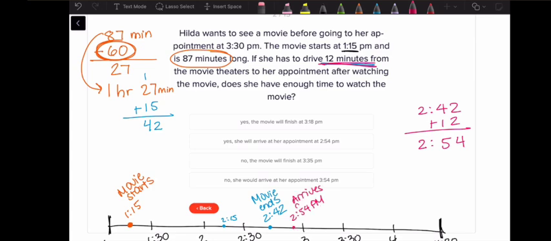She arrives to her appointment. And the appointment starts at 3:30. So the appointment is over here. So she actually does arrive on time because she's going to get there at 2:54 and the appointment is at 3:30. So she's going to be good to go. She will be able to arrive at her appointment at 2:54 p.m.